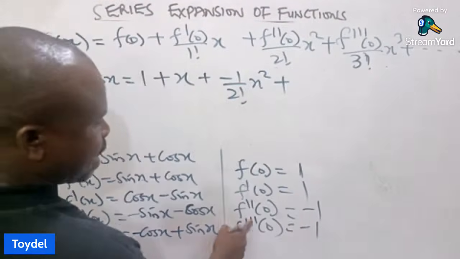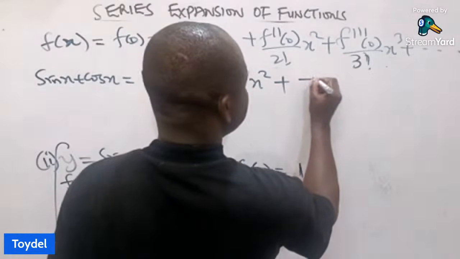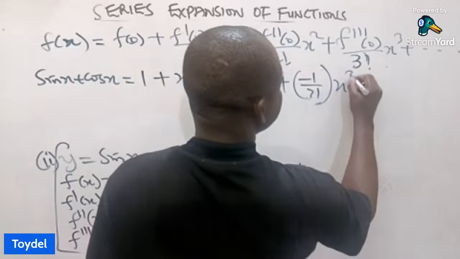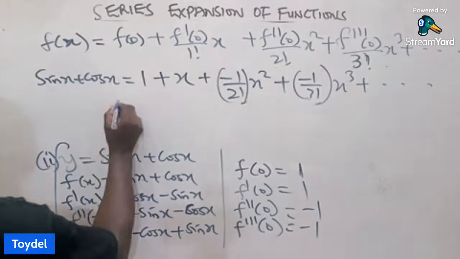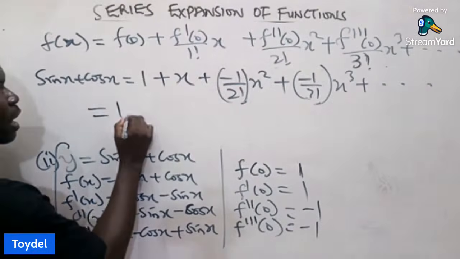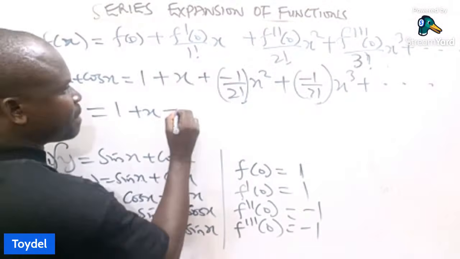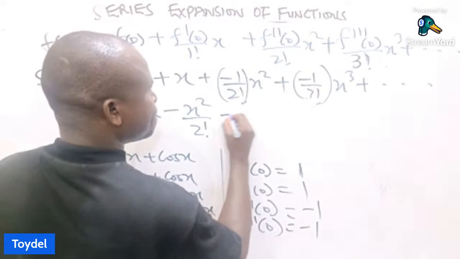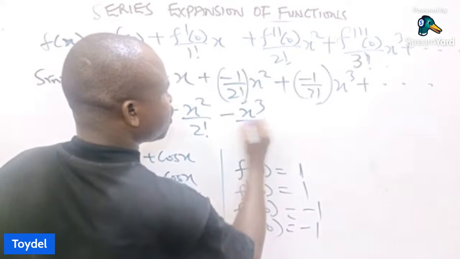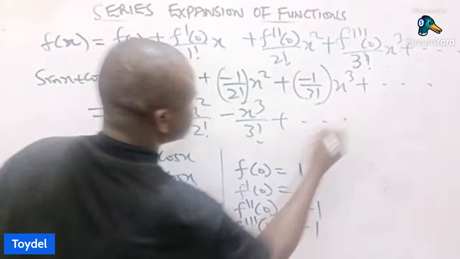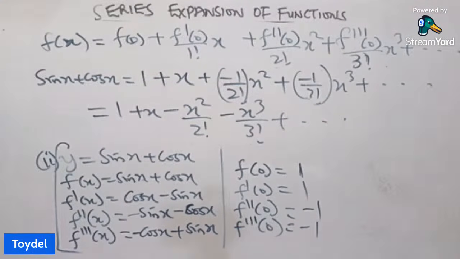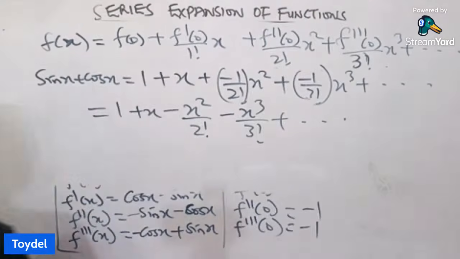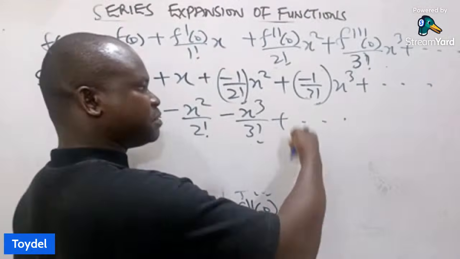Plus f triple prime of 0 is minus 1. I will have minus 1 over 3 factorial x cubed plus dot dot dot. If I expand this, what am I going to get? That will be 1 plus x, plus times minus is minus x squared all over 2 factorial, plus times minus is minus x cubed all over 3 factorial, plus dot dot dot. Of course, if we like, we can stop at this point. Then we must indicate that this will continue. When we truncate, it simply means that and so on.